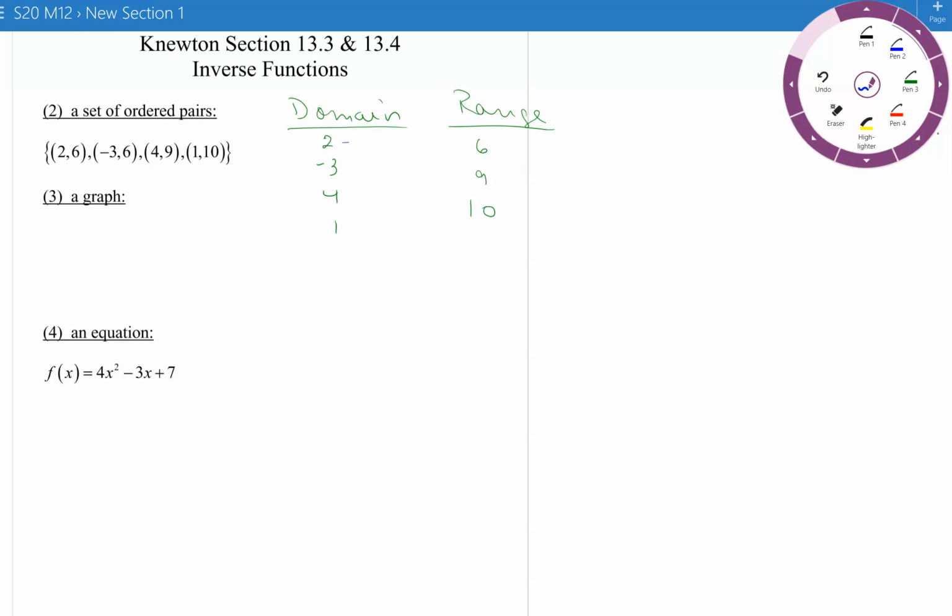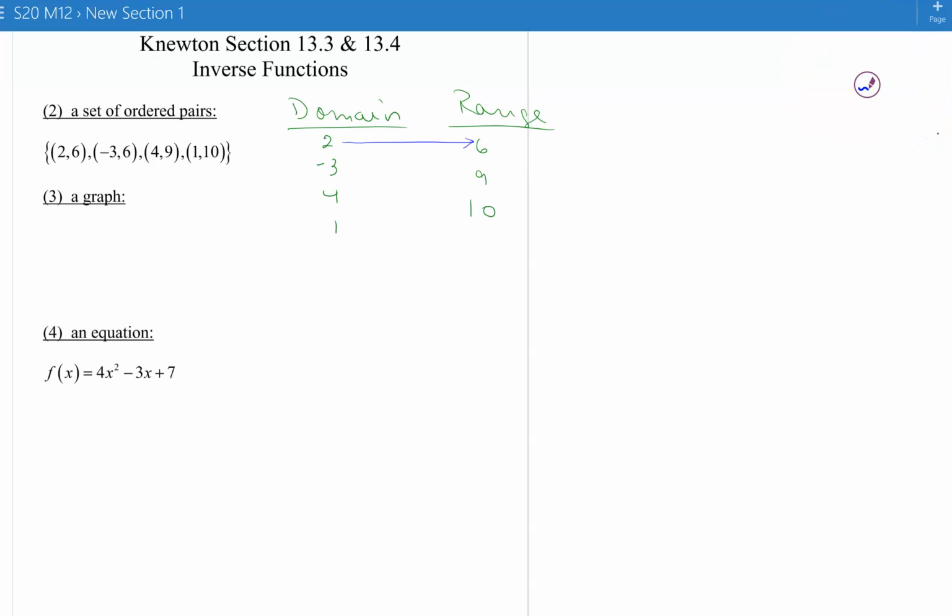And then we see that 2 corresponds to a y coordinate of 6, -3 corresponds to 6, 4 corresponds to 9, and 1 corresponds to 10. So each item in the domain has an item it corresponds to in the range and has only one item in the range. So this is how we decided it is a function.